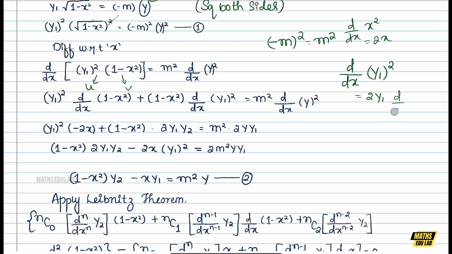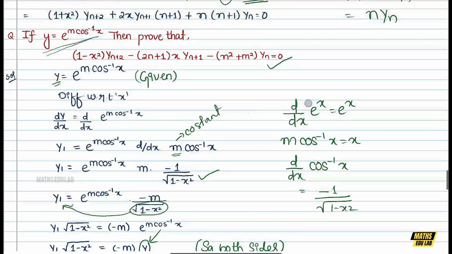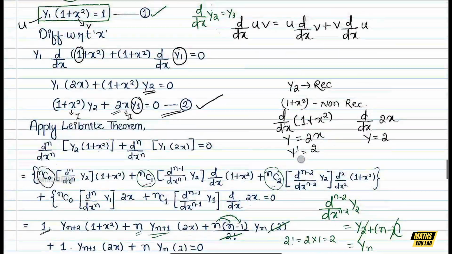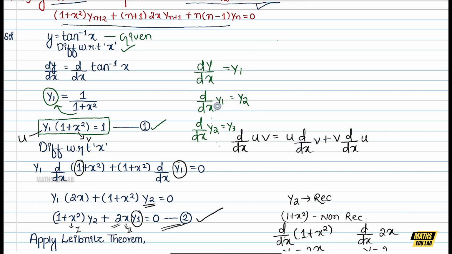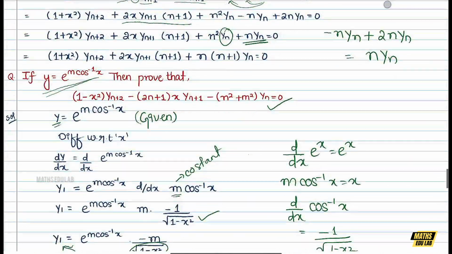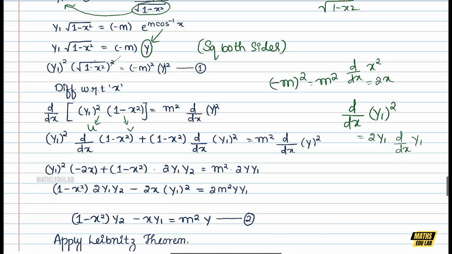If you see the derivative of y1, as I have told you in the previous question, when we do the derivative of y2 we get y3. Similarly here, when we do the derivative of y1, we get the value y2. So this is what I have written here. Then m^2 times the derivative of y^2. This also follows the same condition.